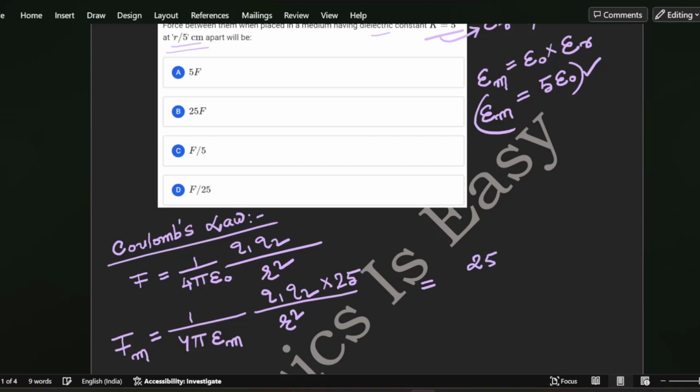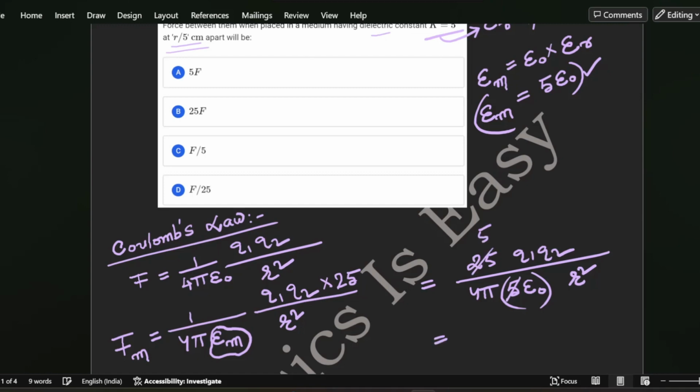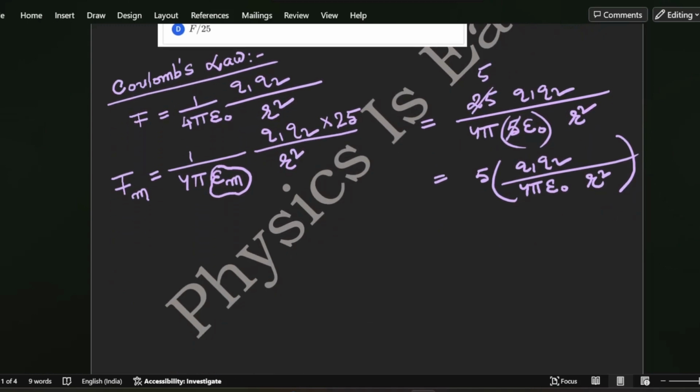So we are left with 25 q1 q2 divided by 4 pi. You can just replace this epsilon m by 5 times epsilon naught, and r square remains as it is. 5 and this 25 cancels out, 5 remains on the numerator, so you can just write it like 5 q1 q2 divided by 4 pi epsilon naught r square.